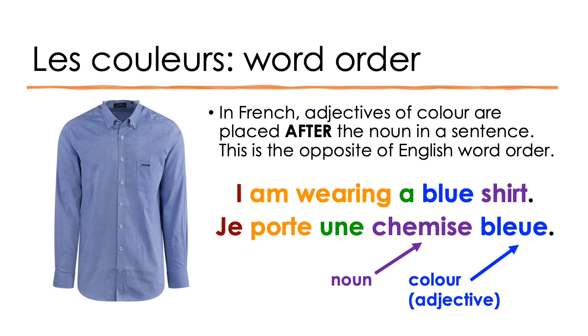So in English, we're going to say, I'm wearing a blue shirt. So we're going to put the colour before the item of clothing, our noun. But it's the opposite in French. We're going to say, je porte une chemise bleue. So literally in French, what you're saying is, I'm wearing a shirt blue. It's the opposite way around, the word order. And you can see that because I've put our nouns, our items of clothing, in purple, and I've put our colours in blue, and you can see that they switch places in French in comparison to English.